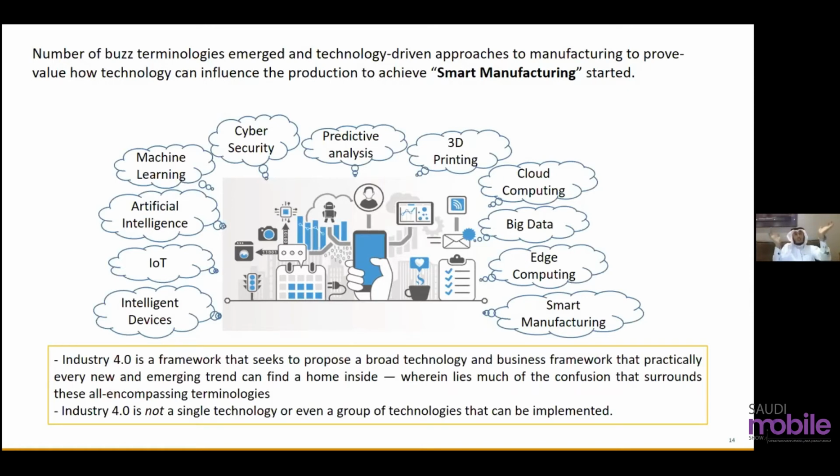So, as you can imagine, Industry 4 is a complete framework that seeks to propose a broad technology and business framework that practically every new and emerging trend can find a home inside, wherein lies much of the confusion that surrounds these all-encompassing terminologies. Therefore, again, Industry 4 is not a single technology or even a group of technologies that can be implemented, but for any other emerging technologies we must have a place for them to be included.